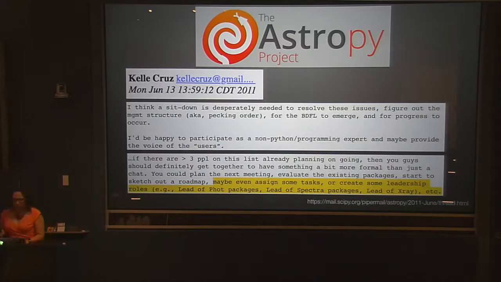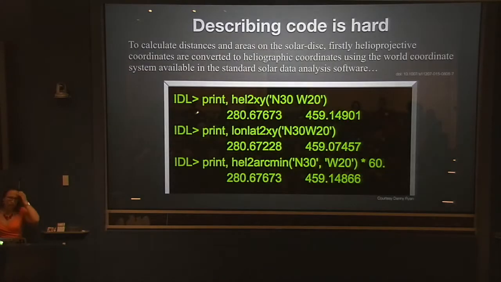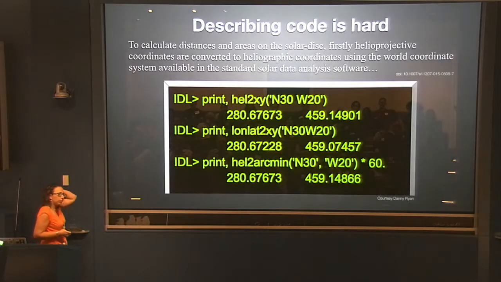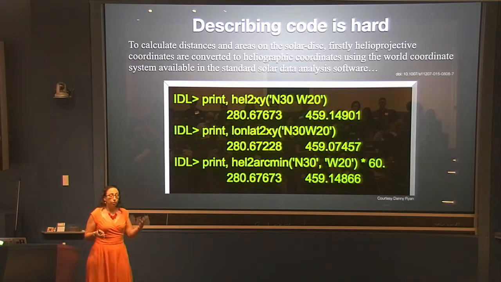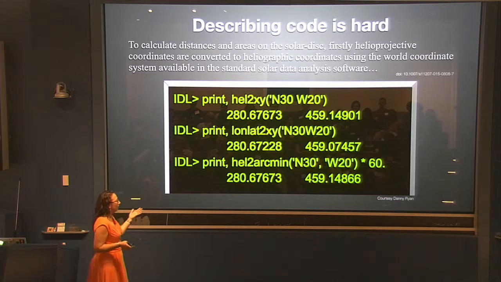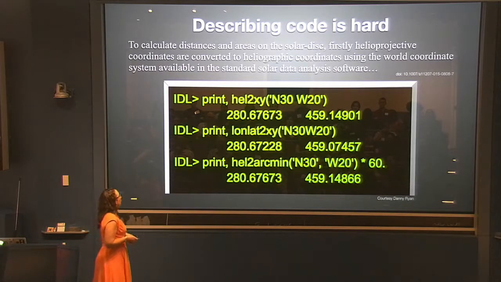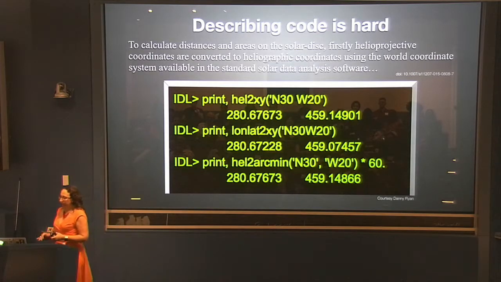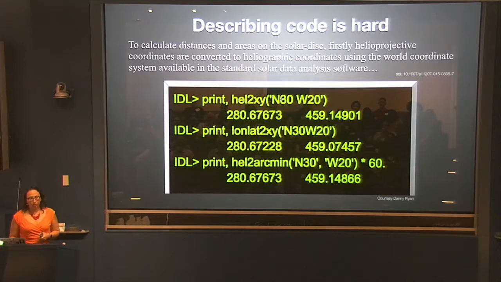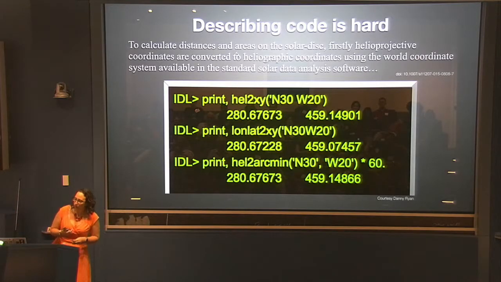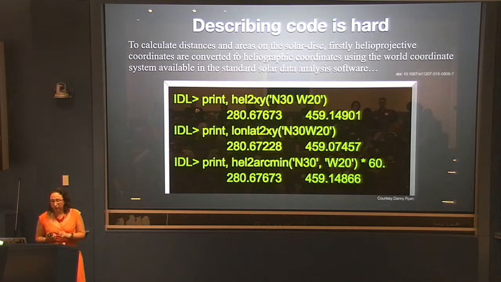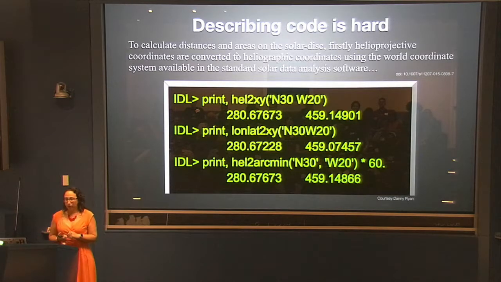There are other really important reasons to do it, and important reasons to make the code more visible to the community. And so I thank Danny Ryan for the inspiration for this slide. This is part of a talk that he gave a couple days ago. So from a paper on solar physics, the text says, to calculate distances and areas on the solar disk, firstly, helioprojective coordinates are converted to heliographic coordinates.